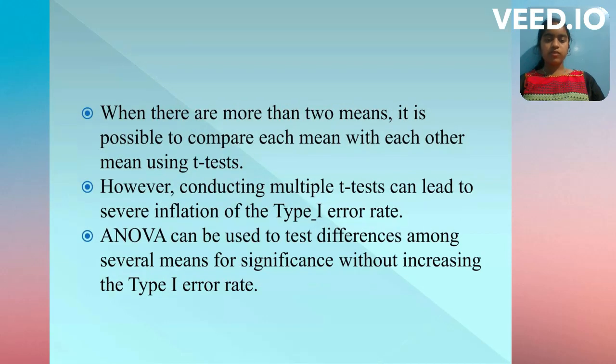When there are more than two means, it is possible to compare each mean with each other mean using t-test. However, conducting multiple t-tests can lead to severe inflation of the type 1 error rate. ANOVA can be used to test difference among several means for significance without increasing the type 1 error rate.